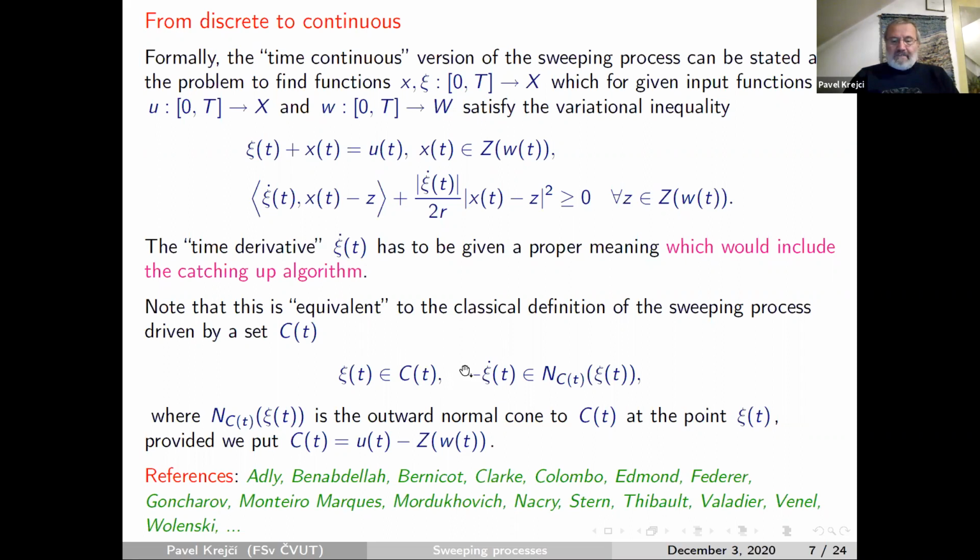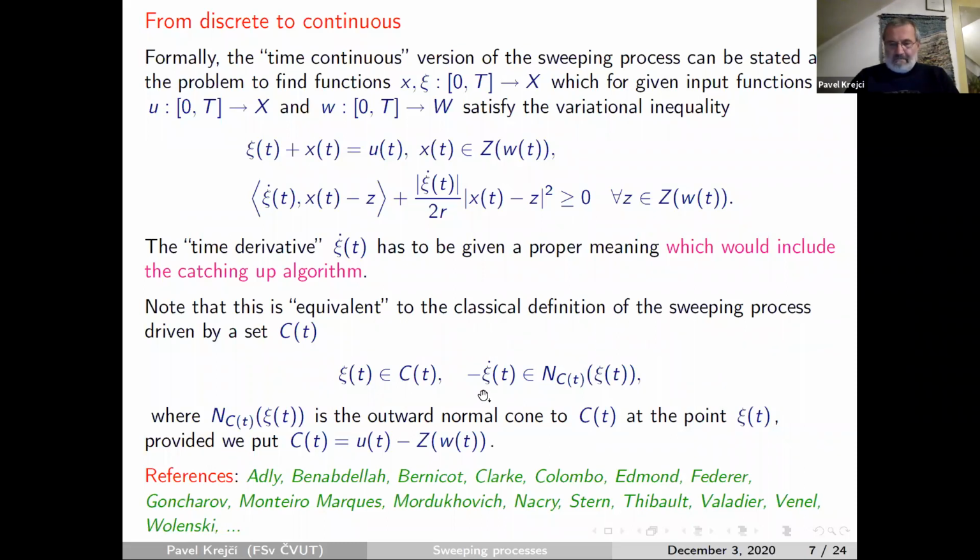But if we omit for the moment the question about what is xi dot, then formally this is perfectly equivalent to the standard definition of the sweeping process with the normal cone to a convex set C of t, because our set C of t here is nothing but u of t minus z of w of t, within the interpretation related to mechanics, to the Gerson model.